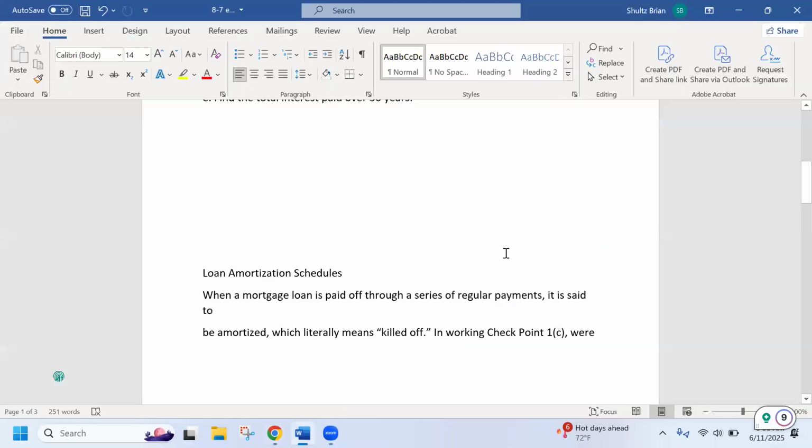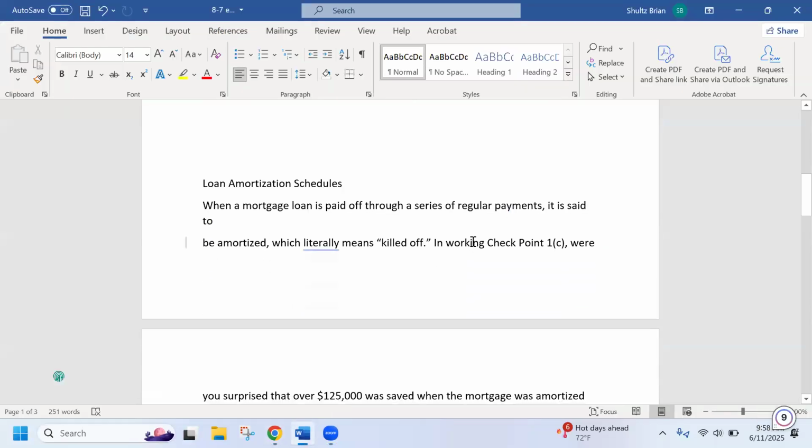Okay, so loan amortization schedules. This is what tells you how much you have in your account. I'm going to try and simplify this. Let's say I have a $10,000 loan, and my payment is $110 per month.